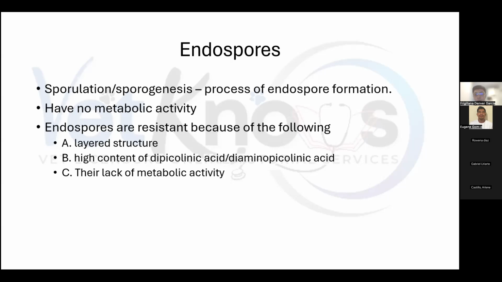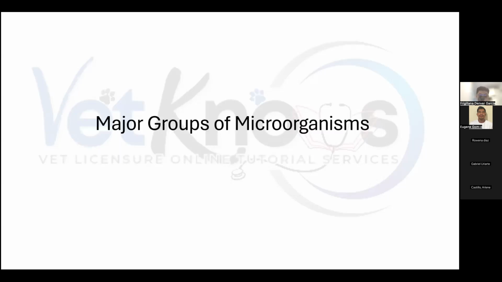For their production, there should be calcium. So in calcium-rich soils, there are more bacterial species present and more endospores present. Okay?